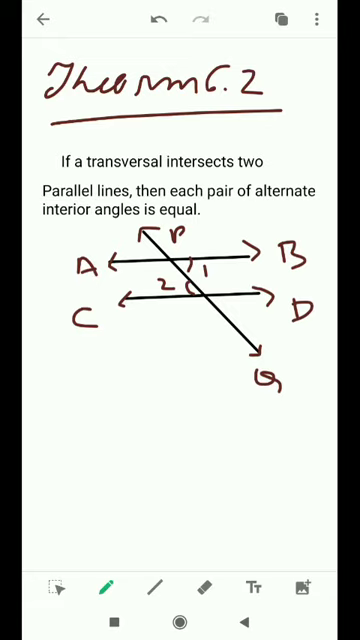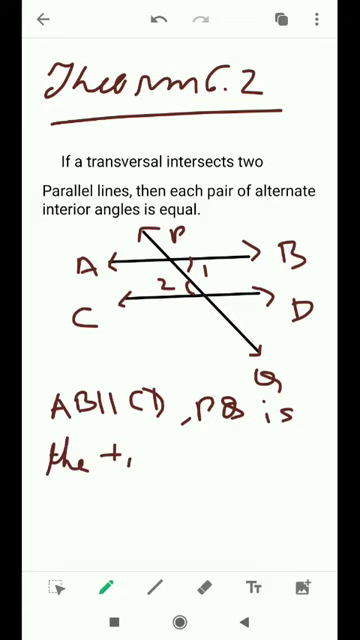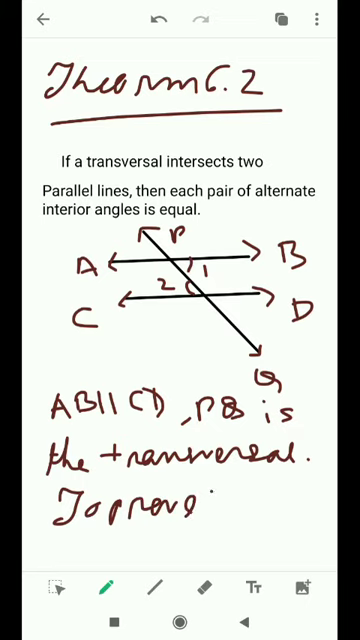So first we will write what is given. AB parallel CD. PQ is the transversal. To prove: angle 1 equal to angle 2. So angle 1 equal to angle 2 we need to prove. But we will take one more angle here, that is 3.